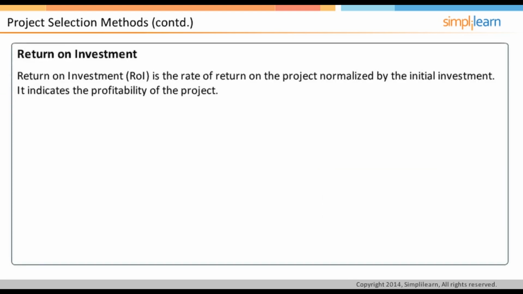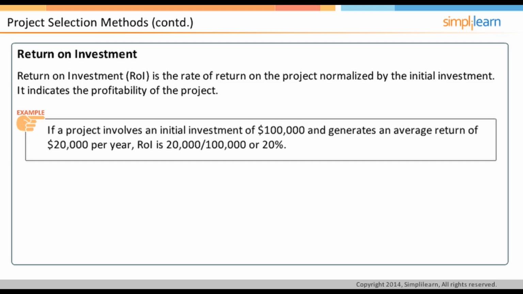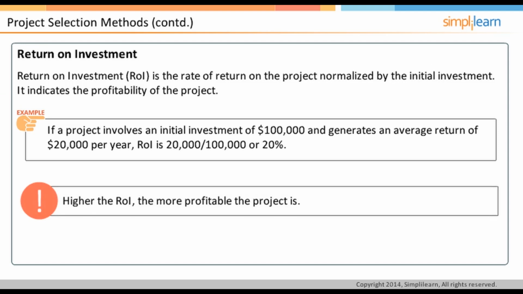Return on investment, or ROI, is commonly used in financial parlance to indicate how profitable a project is. Return on investment is the average rate of return or benefits expected as compared to the initial investment. If a project involves an initial investment of $100,000 and generates an average return of $20,000 per year, it means the ROI is $20,000 by $100,000, or 20%. Higher the ROI, the more profitable the project is. Click Close to go to the Process Selection Methods dashboard.